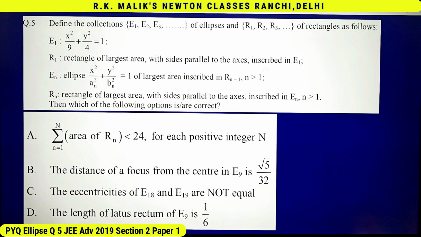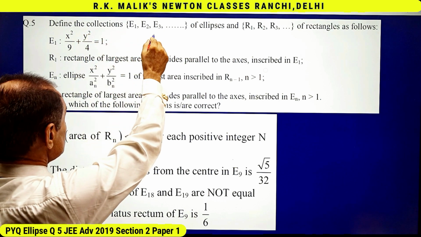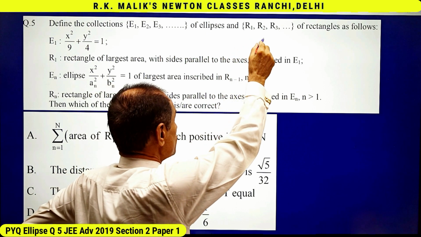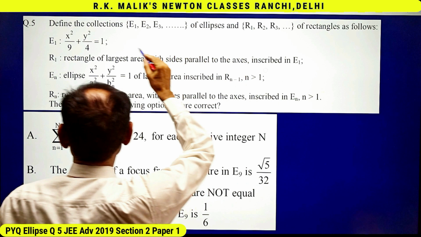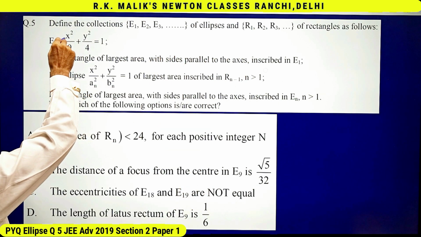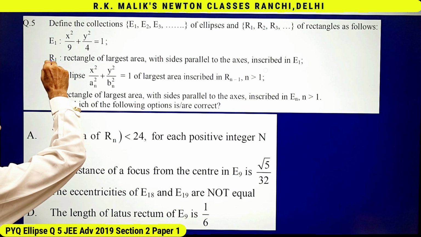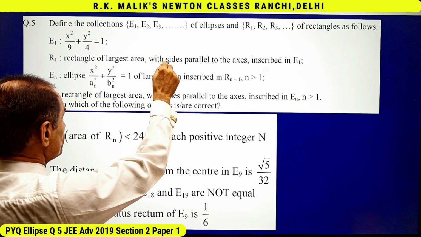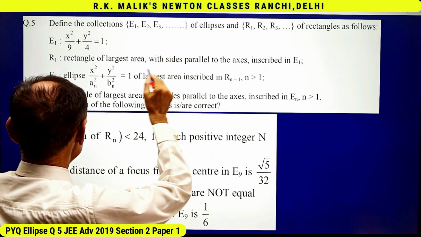In this question, it is given that define the collections E1, E2, E3 and so on of ellipses and R1, R2, R3 and so on of rectangles as follows. The equation of ellipse E1 is this. R1 means rectangle of largest area with sides parallel to axis and inscribed in E1.